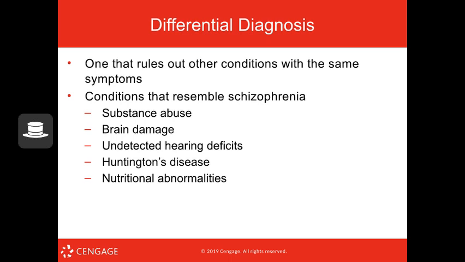We also want to look at brain damage. If certain functions of the brain are being damaged, then we can see symptoms that look very much like schizophrenia. Undetected hearing deficits could result in people feeling like they're hearing things that aren't actually there. So that's an auditory processing disorder. Huntington's disease, nutritional abnormalities. There are lots of things that can look like schizophrenia but not be schizophrenia. So you want to be aware of that and rule those things out.